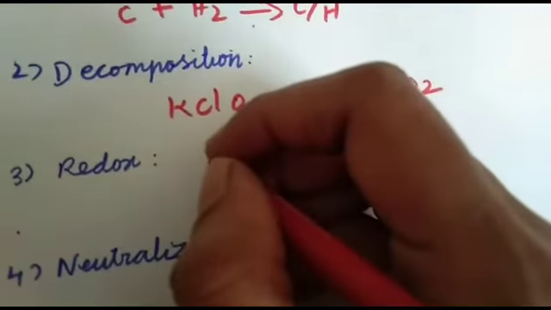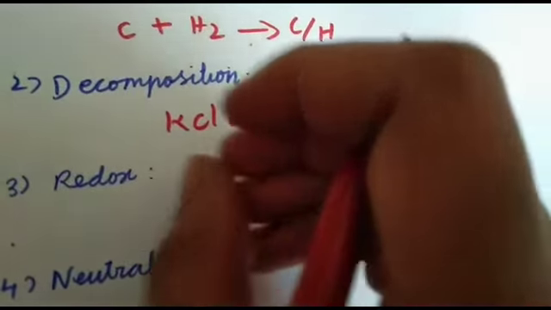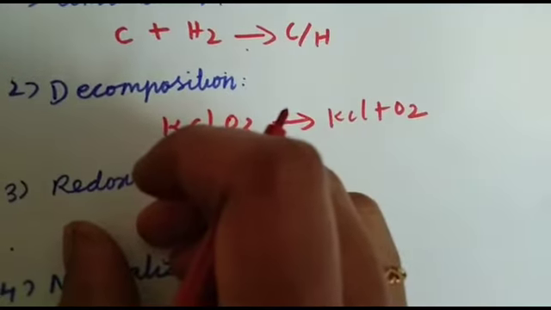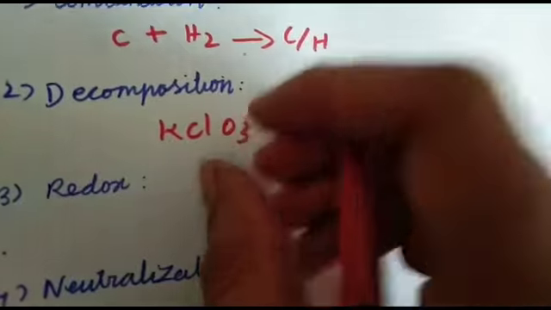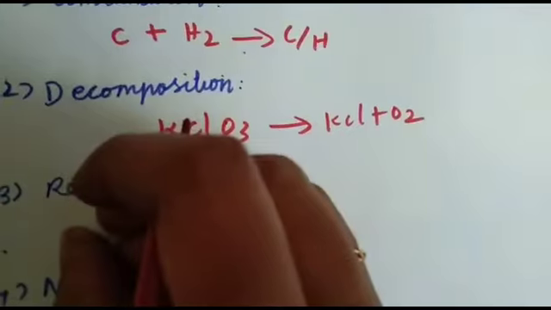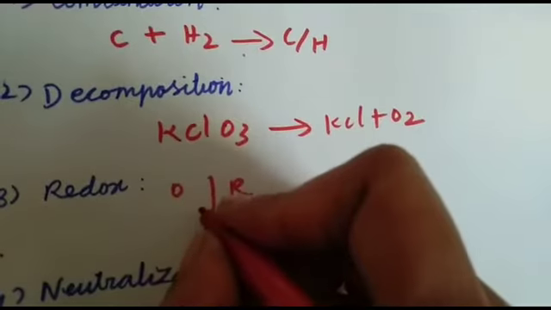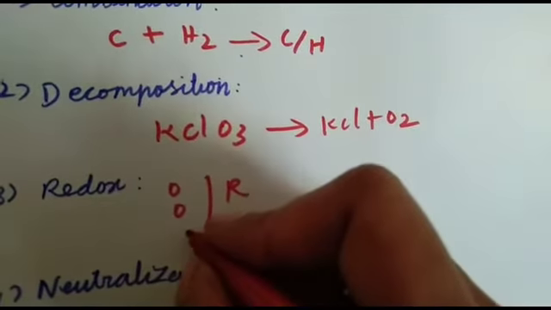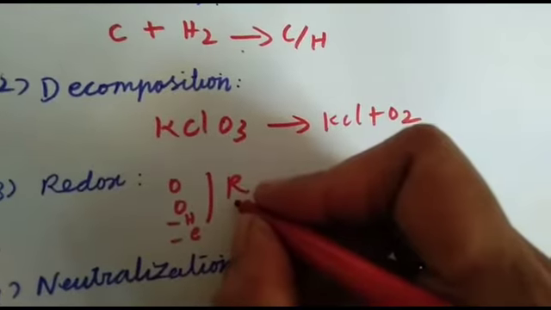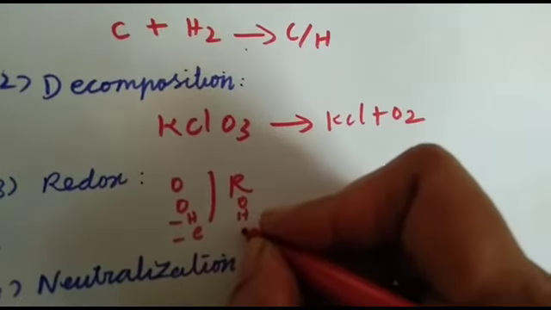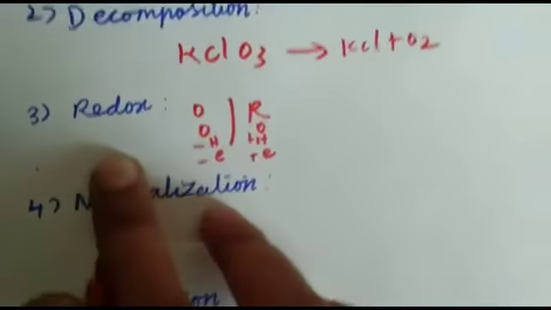Redox reactions means one is oxidation, another one is reduction. Oxidation reaction and reduction reaction, both together are called the redox reaction. What do oxidation and reduction mean? Oxidation means addition of oxygen, removal of hydrogen, removal of electron. Reduction means removal of oxygen, addition of hydrogen, addition of electron. This is the redox reaction.